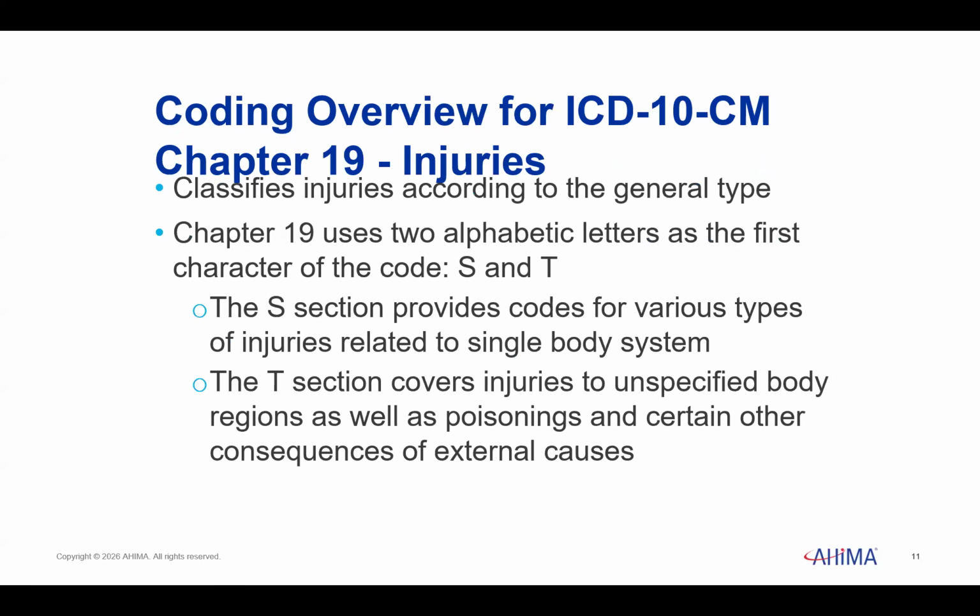Again, two things to bear in mind. You have the S and the T, which is the first character. The S section provides codes for various types of injuries that are related to a single body region. The T section is a little bit different. T sections of this chapter cover injuries to unspecified regions as well as poisoning and certain consequences of external causes.